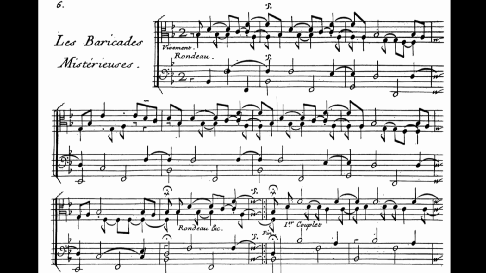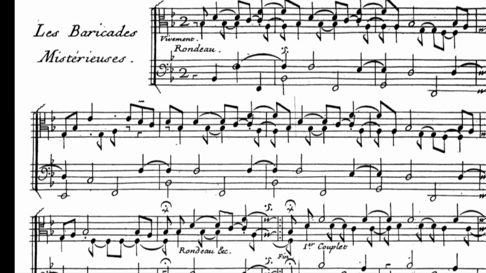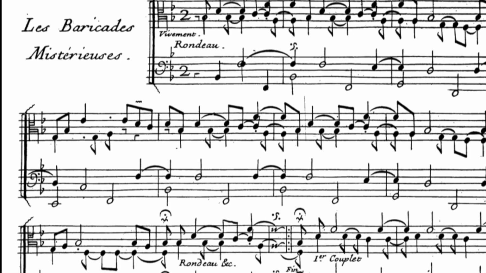But let's compare this to Couperin, because in this most famous example you'll recognize exactly the same strategy that's been covered behind a completely different figurative layer.